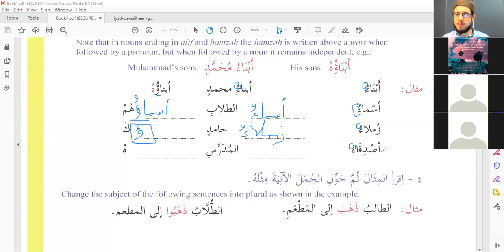Last one, and then we're out of time. Muhammad Mutasim. أصدقاؤه المدرس. أصدقاؤه. Very good. And the same thing exactly applies. Hamzas are written on top of the waw. And that's it. Anyone, any questions?